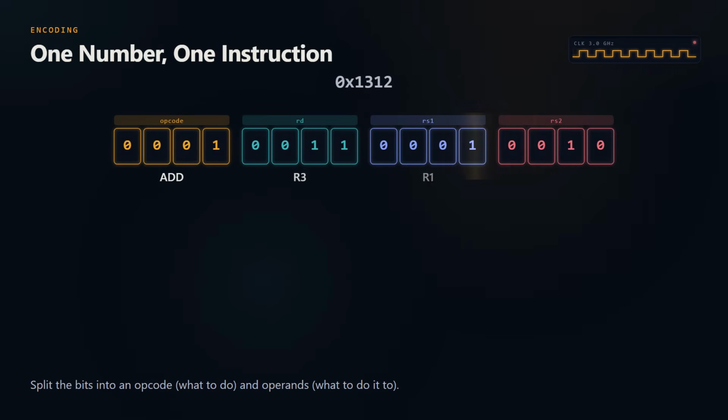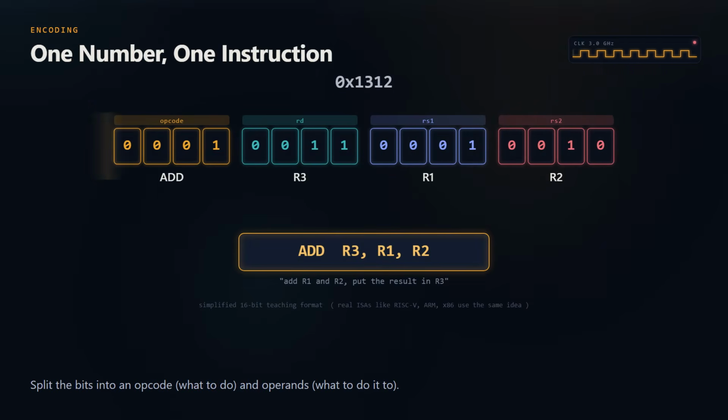So how does a number become an action? Look closely at one of them. The processor reads it in binary as a pattern of bits, of ones and zeros, and that pattern is split into parts. The first part is the opcode. The opcode is the verb. It says what to do, like add or load or store. The remaining parts are the operands. They say what to do it to, usually which registers to use. So this one number means add register 1 and register 2 and put the answer in register 3.